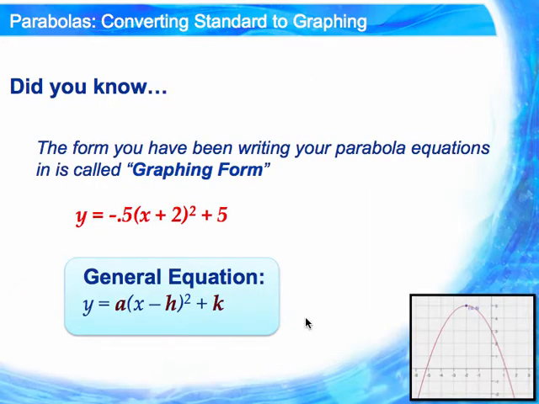Alright, moving forward. Did you also know that the equations that you've been writing here are called graphing form equations? The reason we're calling these graphing form equations is because you know everything about the graph. We know the size of the opening, the direction of the opening, and we know the vertex based on these two numbers here, h and k. There's a lot of things you know about the graph when it's written in this format.